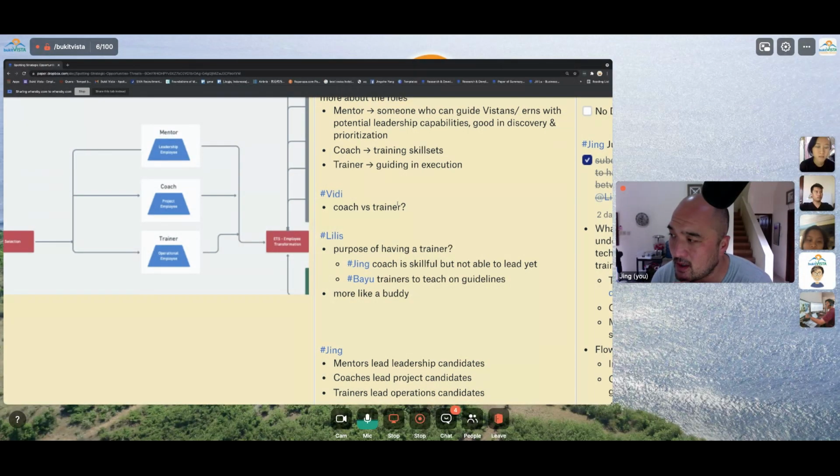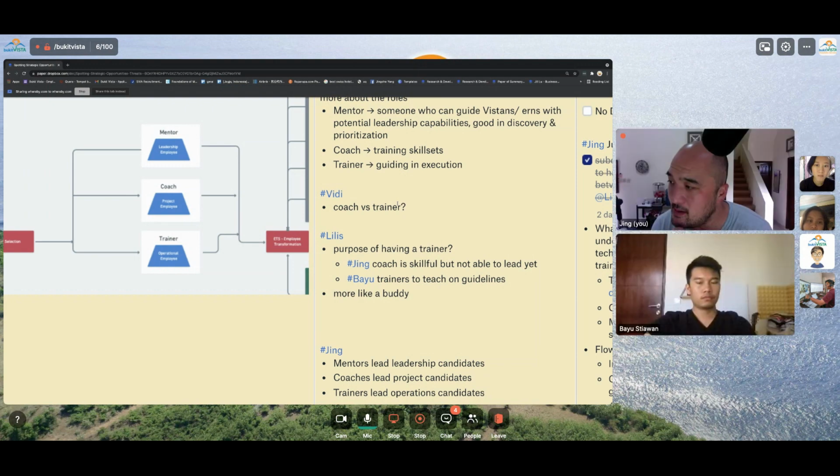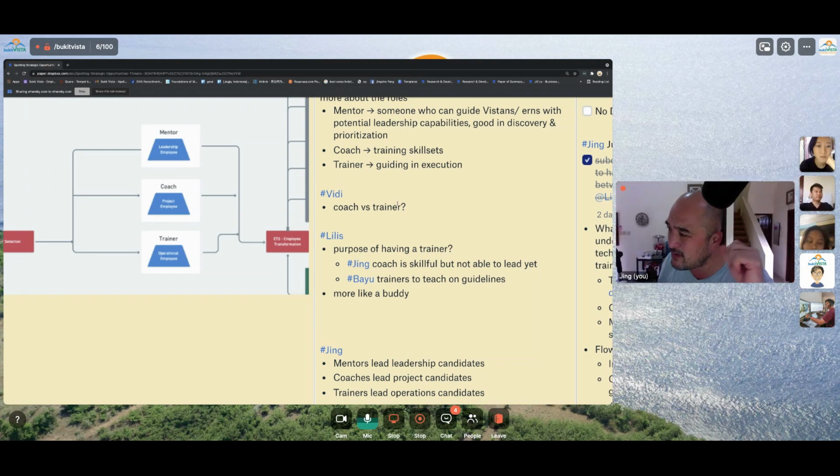Let's go to Bayu. Bayu, what do you think about this layout? Yeah, that makes sense. Okay. And that would align with the career metrics we already have, like leadership, project, and process, right? Yeah. Okay. And then what I noticed is we don't have over expectations, and we have better delegation this way, everyone. So for example, Lilith, do you find yourself having to coach and train people at the same time?